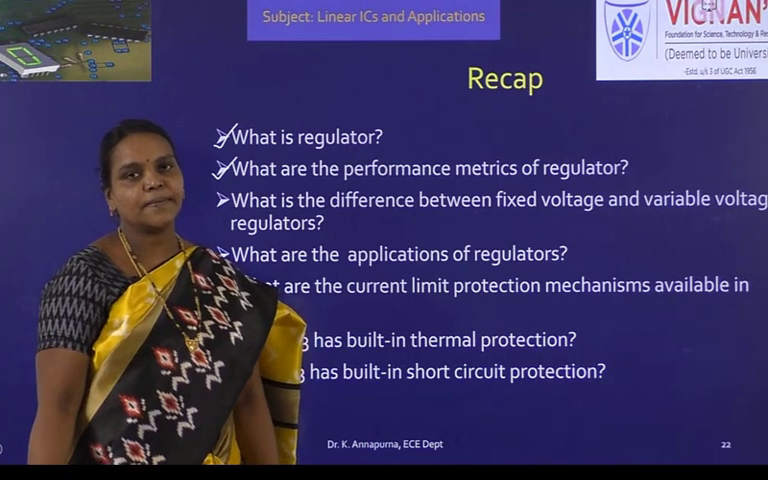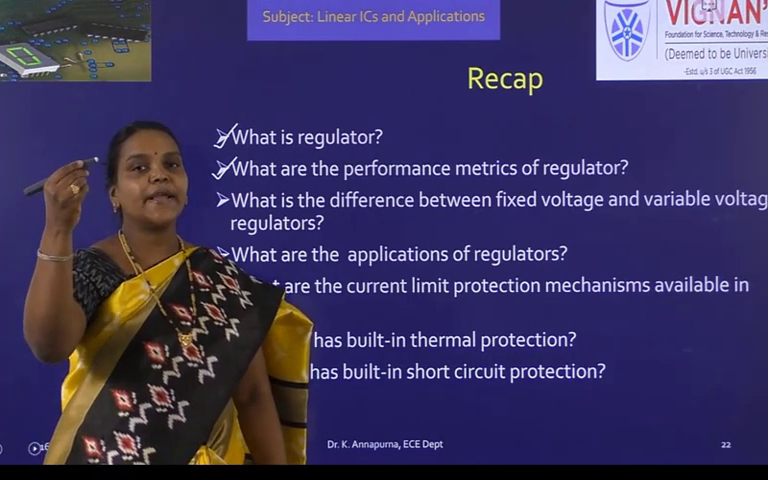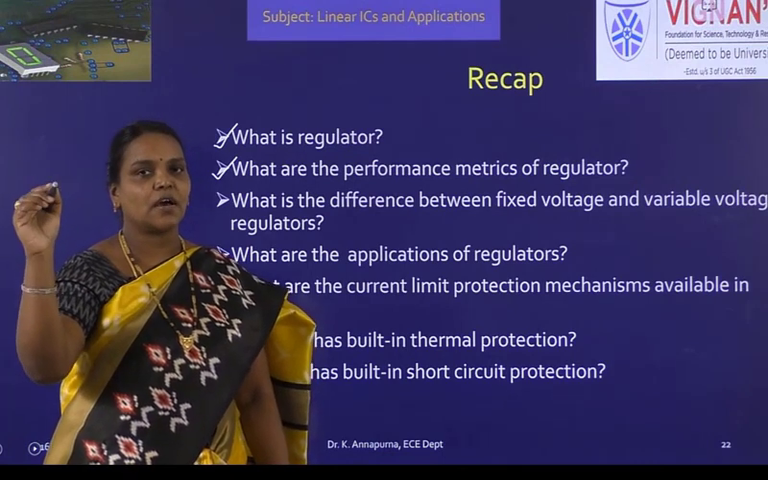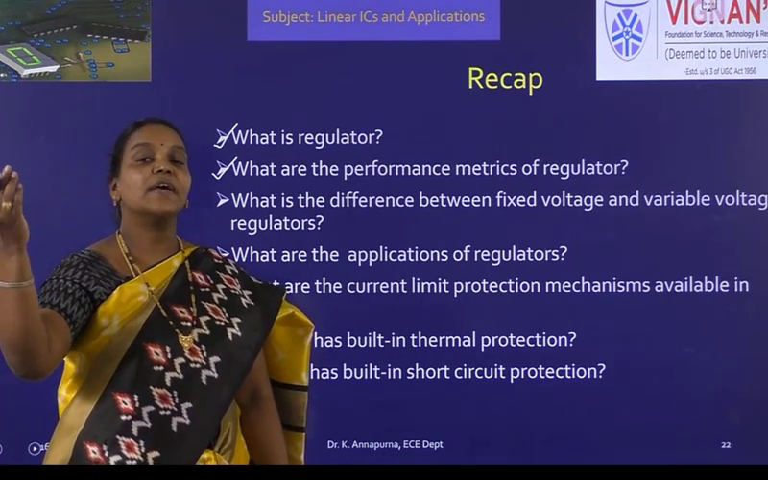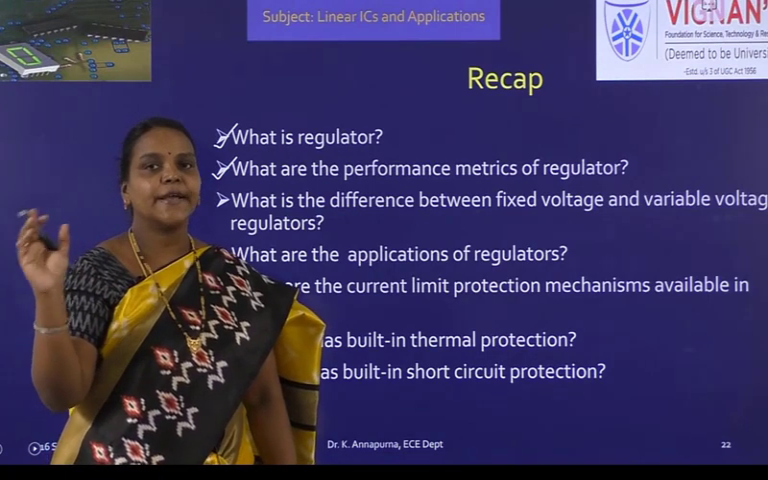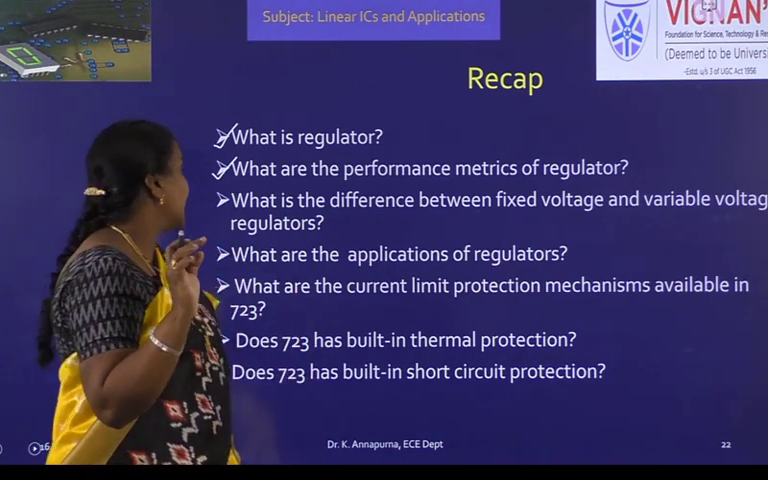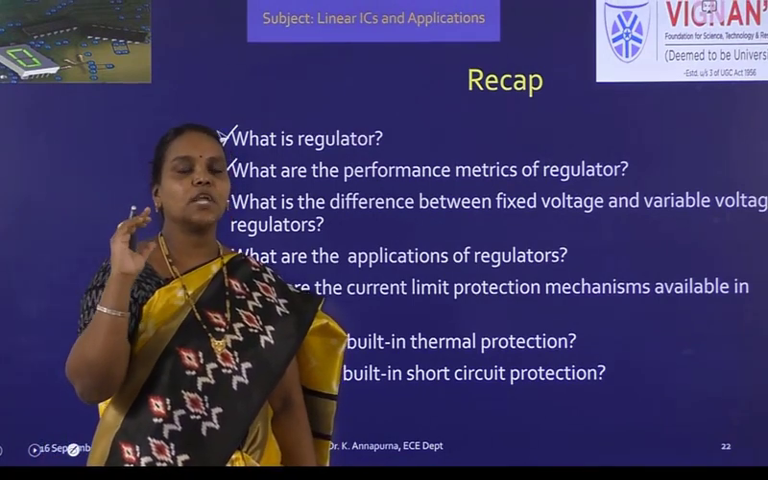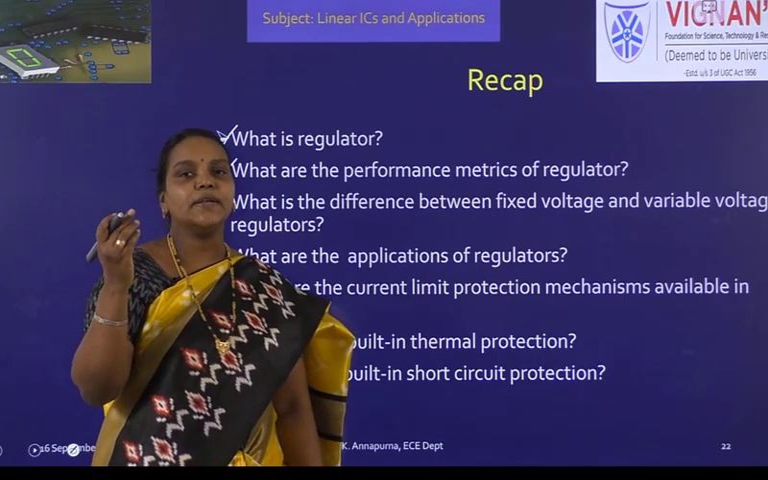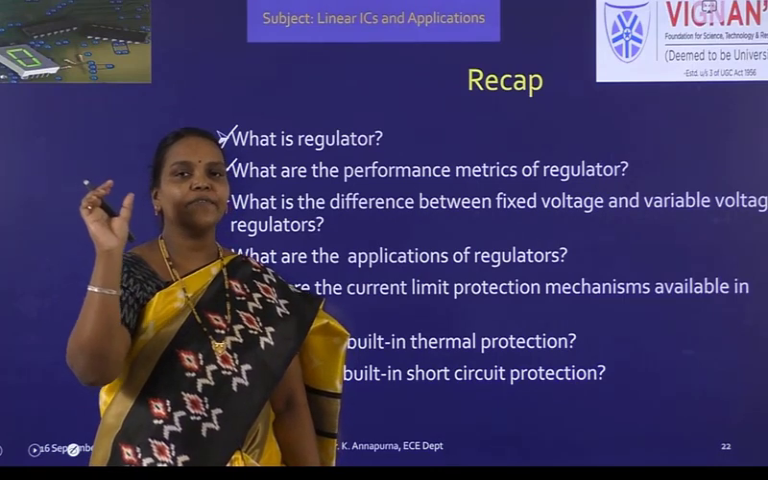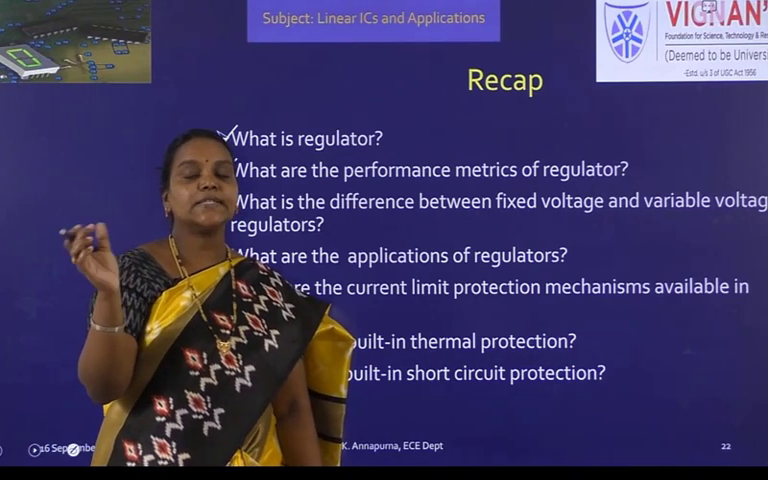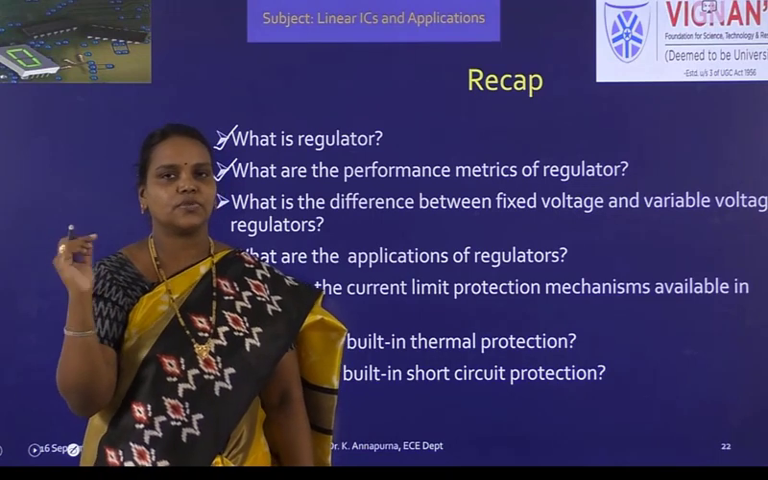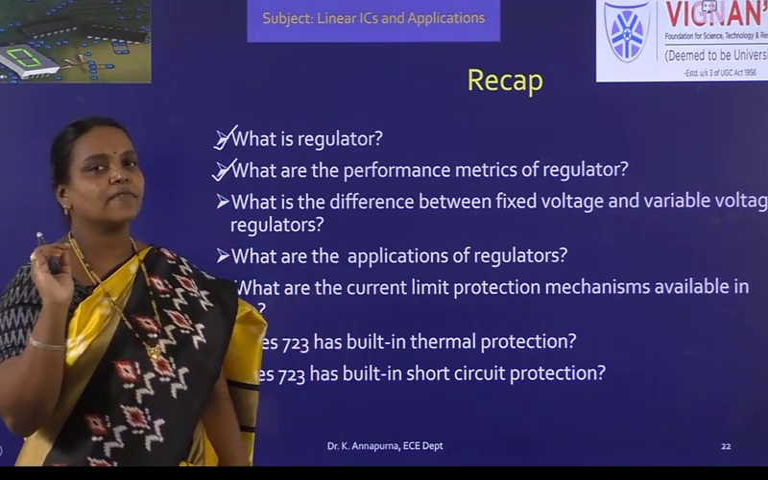What is line regulation? dV0 by dVi. That is how the output voltage is maintained constant, or how the output voltage is changing with respect to input voltage changes. It should be minimum. And next, load regulation means how the output voltage is varying with respect to the load current. To find it, it is V no load minus V full load, by V full load. That is, even at no load or full load, it should give the same value. So ideally it should be 0, but practically we will get small values.